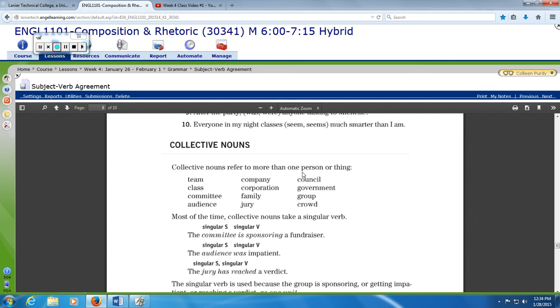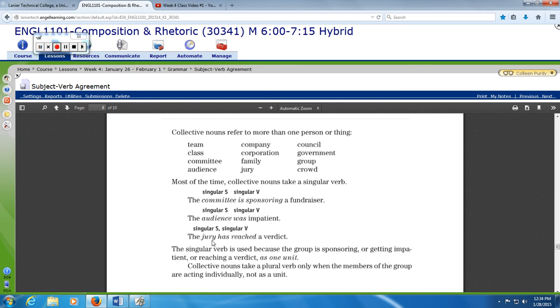But council, even though there are many members in a council, many branches in a government, many members of a group, many people in a crowd, many members of a jury, many people in a family, these are considered singular. So they take a singular verb. So committee, singular, is sponsoring, singular verb. Audience, singular, was is a singular verb. Jury, singular, has reached.